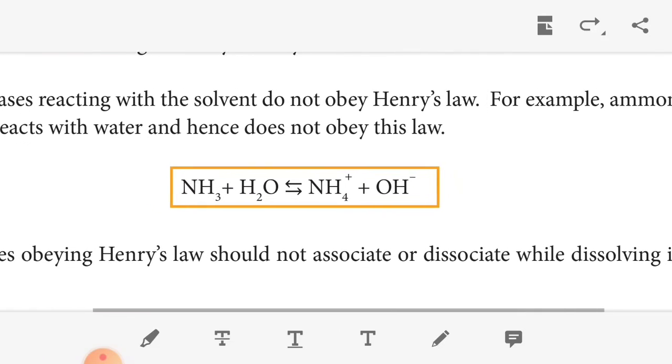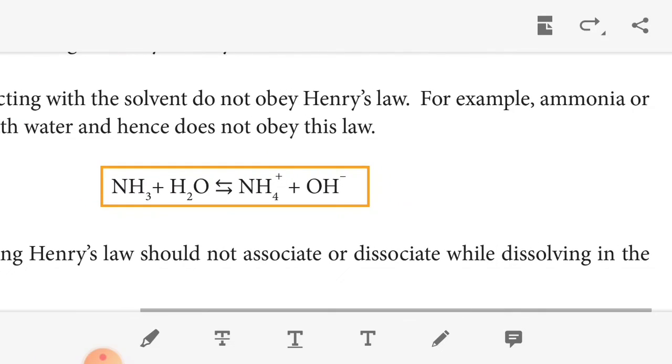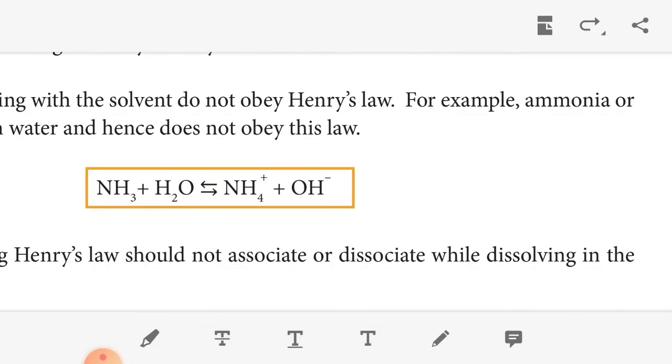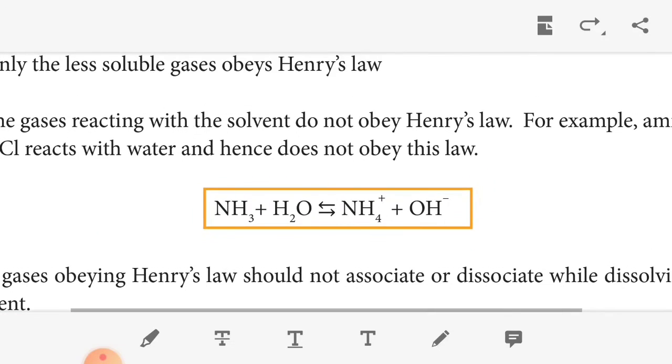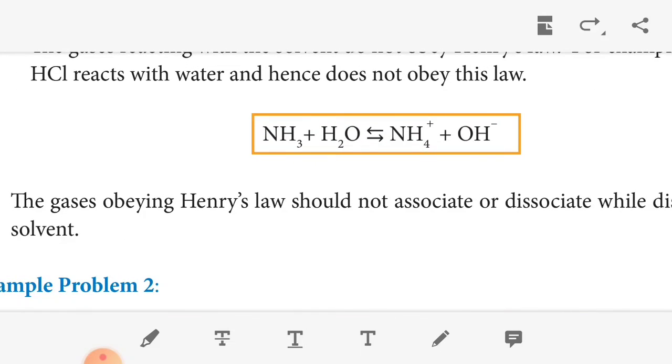For example, ammonia or HCl react with water and do not obey this law. Ammonia plus water gives NH4 plus and OH minus. So the gases obeying Henry's law should not associate or dissociate while dissolving in the solvent. These are the limitations of Henry's law.